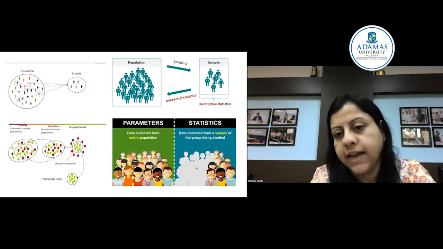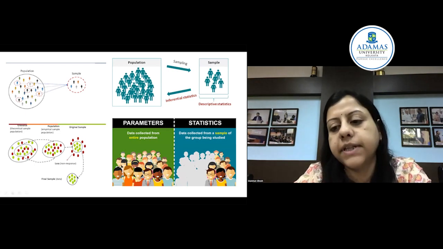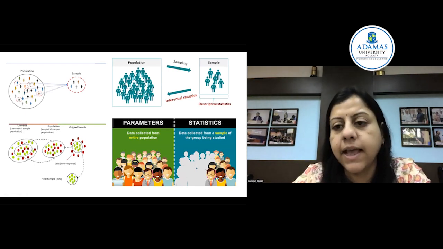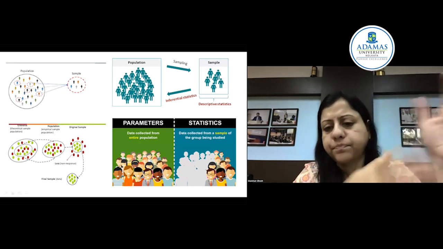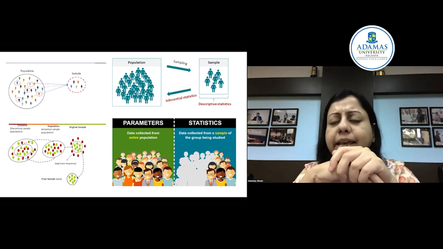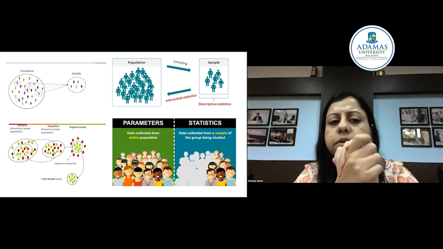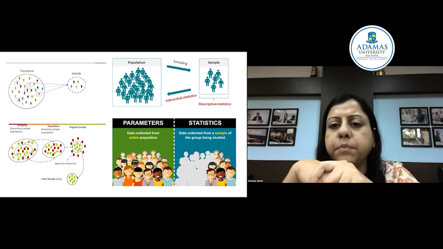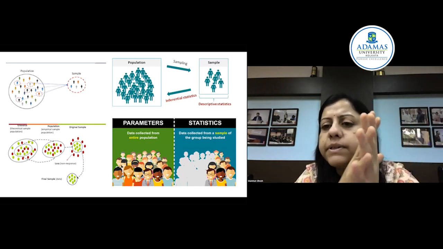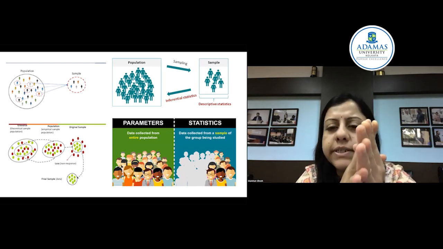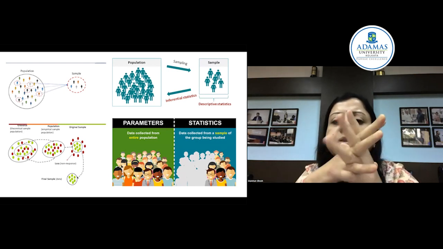So let's first understand what are the key terms that we use in statistics and what do we understand when we talk about all these key terms. In a very lay person's language, we talk about population. From the population, the sample comes in, and we do descriptive stats, we do inferential statistics. So, what does this mean?